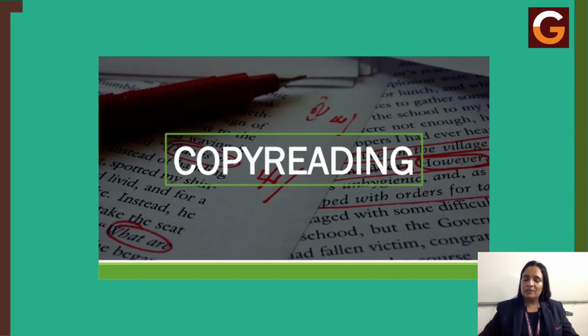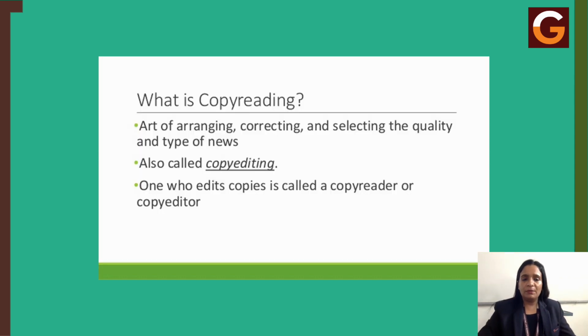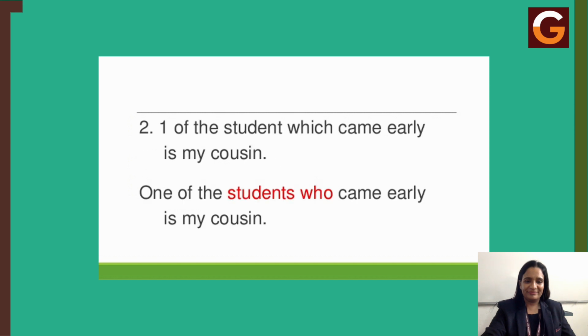Let's discuss copy reading. What is copy reading? Copy reading is very important because it is the art of arranging, correcting and selecting the quality and type of news. It's also called copy editing. So one who edits the copy is either called a copy reader or a copy editor. Please let us have a look at this statement where we say "one of the students which came early is my cousin." So if we go for proofreading, it has to be done like "one of the students who came early is my cousin."